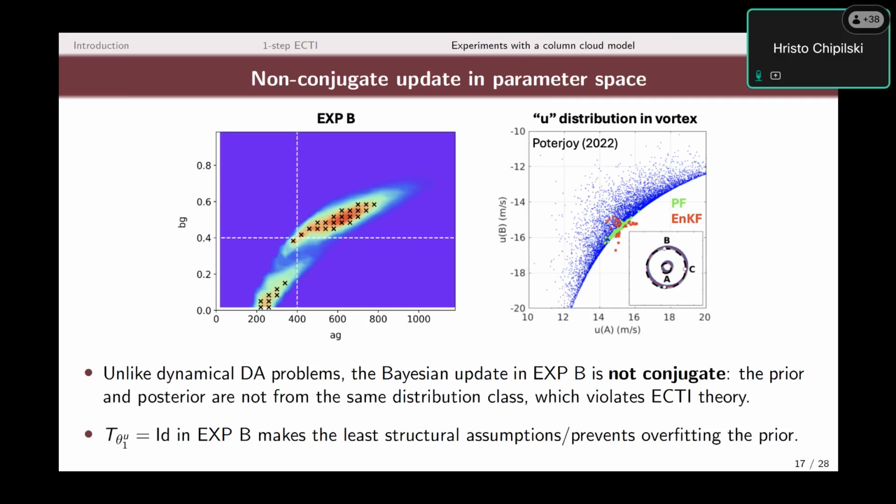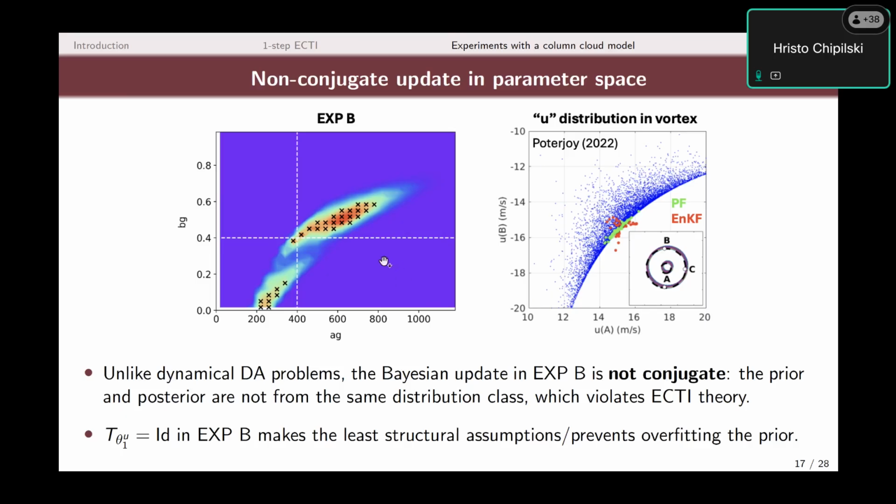And to further understand the source of errors here, we can revisit the structure of experiment B. You see that experiment B is highly non-conjugate. What do I mean by that? The prior is uniform, but the posterior is this bimodal, highly correlated distribution, which violates the assumptions of the new theory, right? It turns out that using Gaussian assumptions or an identity map in parameter space makes the least structural assumptions and allows us to prevent overfitting the prior in solving this Bayesian problem.